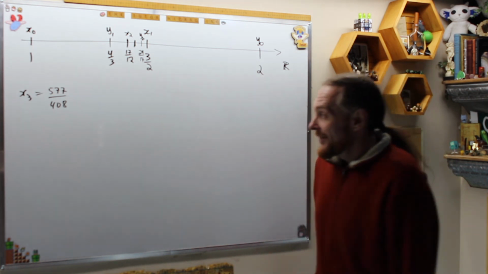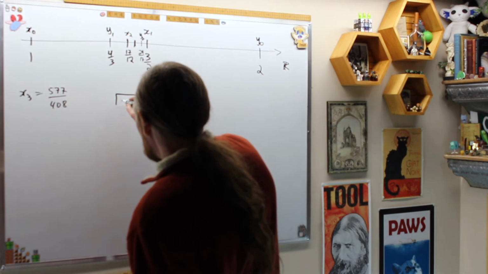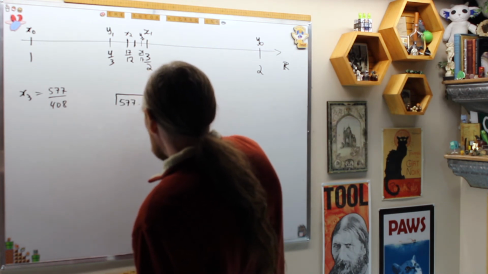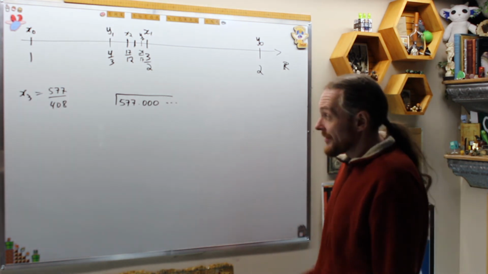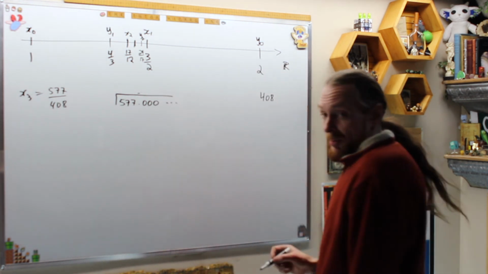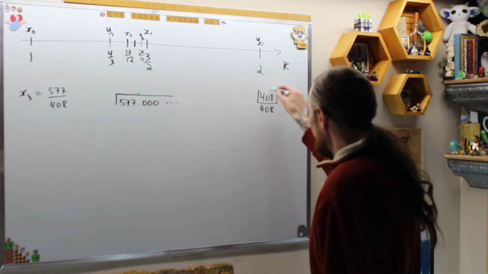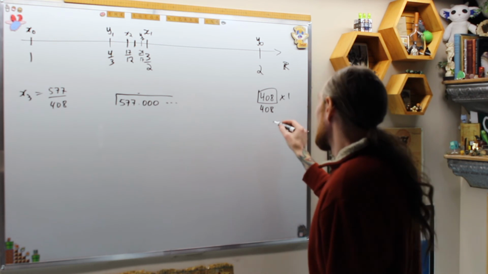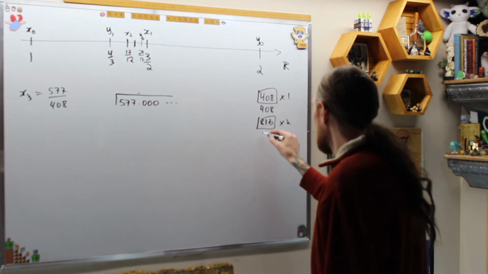First of all, I have to divide this out. How do I do this? I want correct to 3 decimal places, so this is going to be 577.000. You can keep going, but we want correct to 3 decimal places. What I'm going to do now is list the multiples of 408. The easiest way to do that when they're bigger numbers is to add it to itself. So I'm going to get 816 times 2.